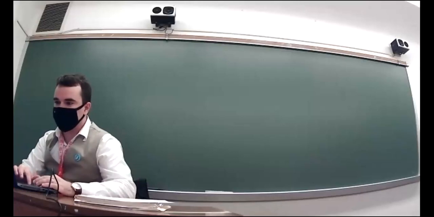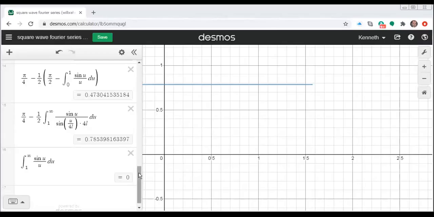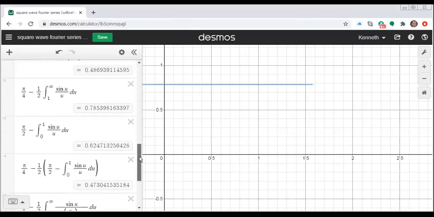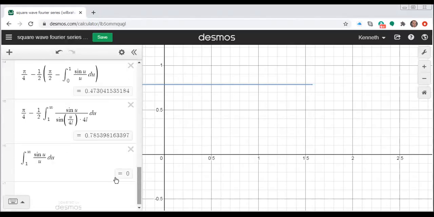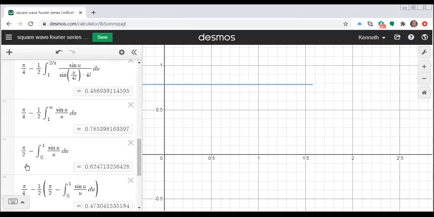Going back to Desmos, I'll show you my idea. My idea was to say, well, the computer is having problems with infinity, so maybe it can do 0 to 1. If I can prove that the integral from 0 to infinity of sine u over u is equal to pi over 2, then the integral from 1 to infinity will be equal to the integral from 0 to infinity minus the integral from 0 to 1. That's what I put in there. It's pi over 2 minus this.